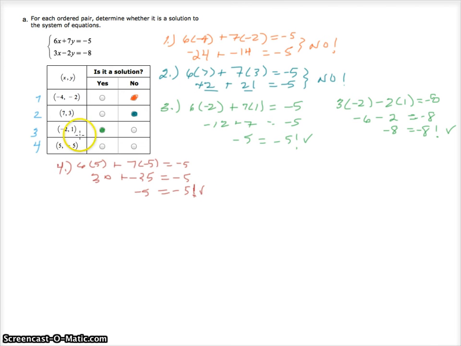Alright, so let's see if that point works in the other equation. So I'm going to have 3 times 5 minus 2 times -5 equals -8. So I'm going to get 15 minus -10 equals -8. Well, this is going to be plus plus, and it's not even going to give me 8, so no. This is a no-go. So it's no solution.